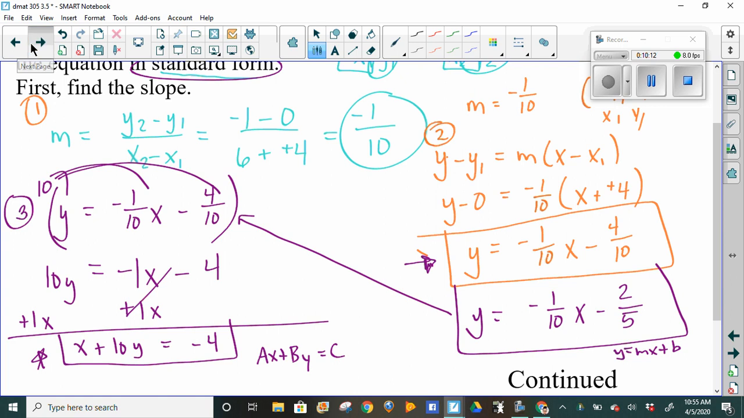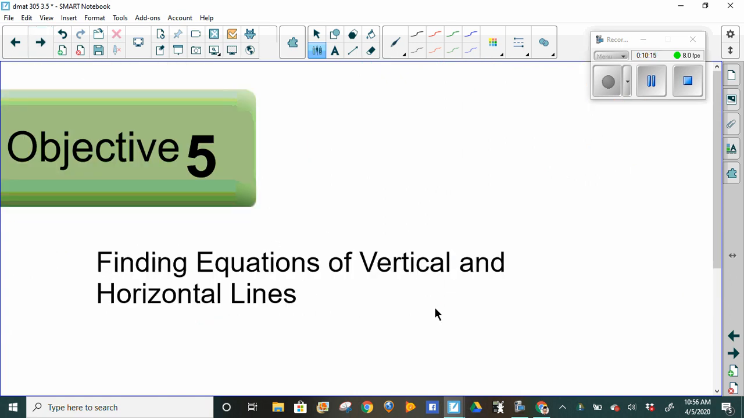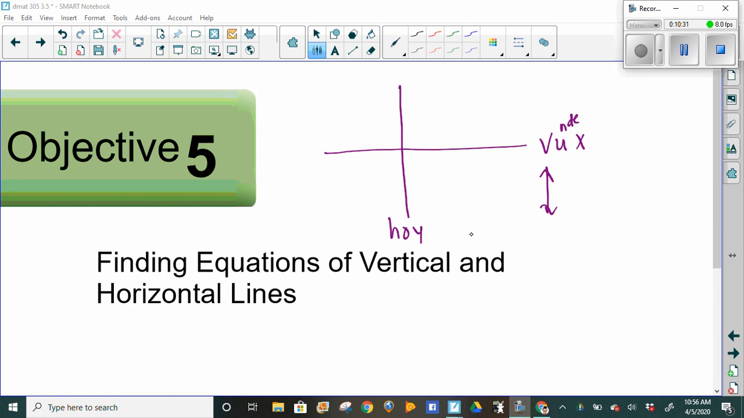All right. Now we're going to find equations of vertical and horizontal lines. This is going to go back to what I've been talking to y'all about, the whole Vux-Hoy. Remember, if it is a vertical line, the slope is undefined, and the equation is always x equals a constant. If you have a horizontal line, your slope is 0, and it's always y equals some constant.